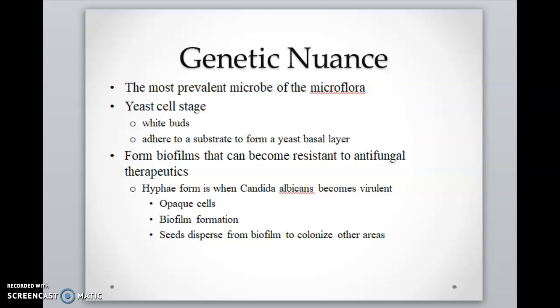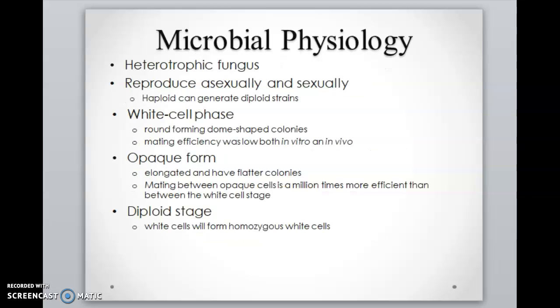During the hyphae form, it makes the organism virulent. In this phase, the organism is opaque, and an extracellular matrix accumulates when the cells are matured. And this is the formation of biofilms, and seeds will disperse from the biofilm to colonize other areas.